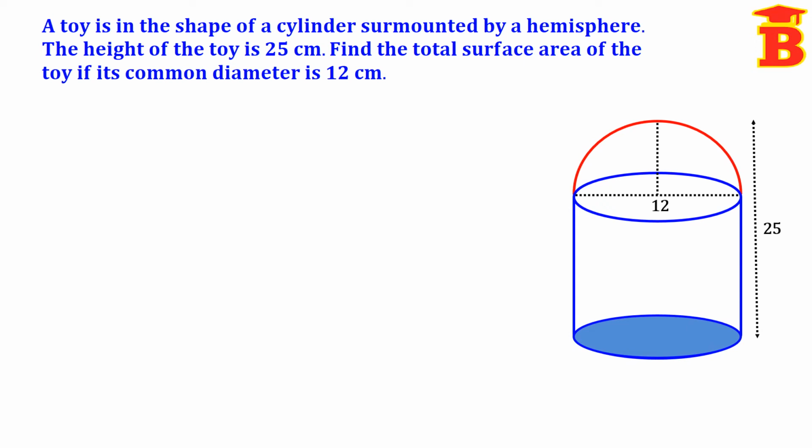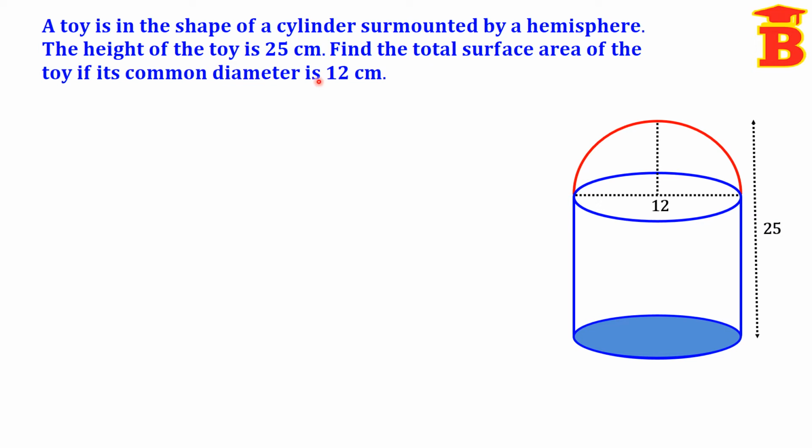So this is the diagram for the given problem. This blue color is a cylinder and this red color is a hemisphere. So given it is a cylinder surmounted by a hemisphere, and given the height of the toy is 25 centimeter. So this full height is given as 25 centimeter.